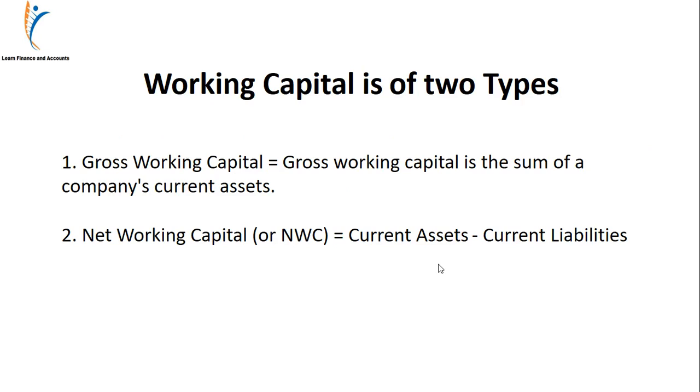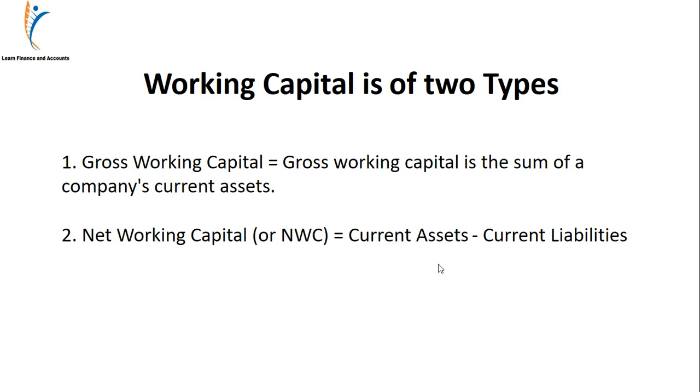Working capital is of two types. The first one is gross working capital, and the second one is net working capital. Now, what is gross working capital? See, gross working capital is the sum of company's current assets, and net working capital can be calculated as current assets minus current liabilities.